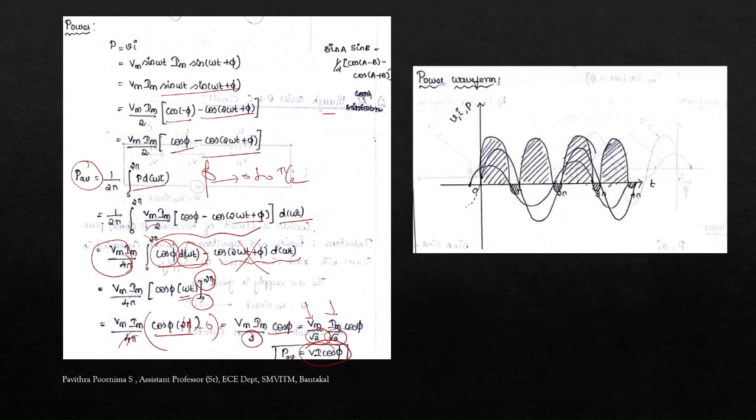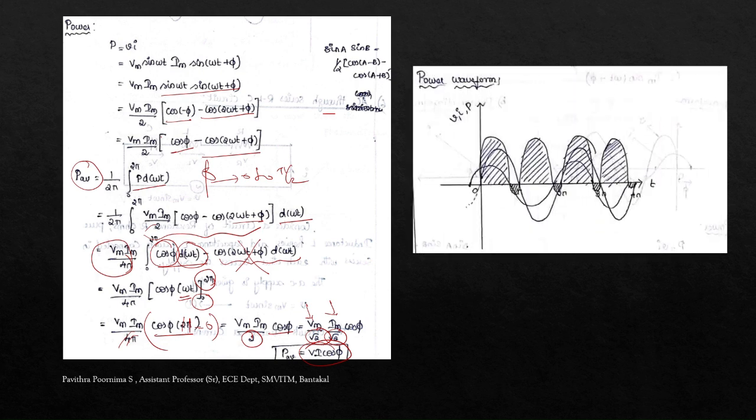So Vm Im, this gets cancelled, giving Vm Im divided by 2 cos phi. And 2 can be written in terms of RMS as root 2 into root 2: Vm by root 2, Im by root 2, which are Vrms and Irms. We can write it as VI cos phi, or Vrms Irms cos phi. So this is the average power for the RC combination.